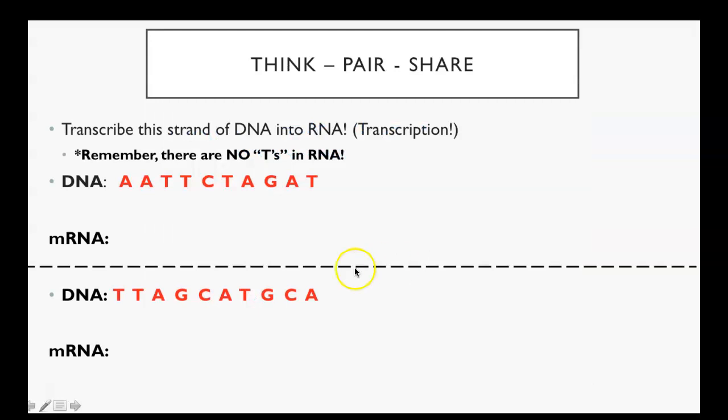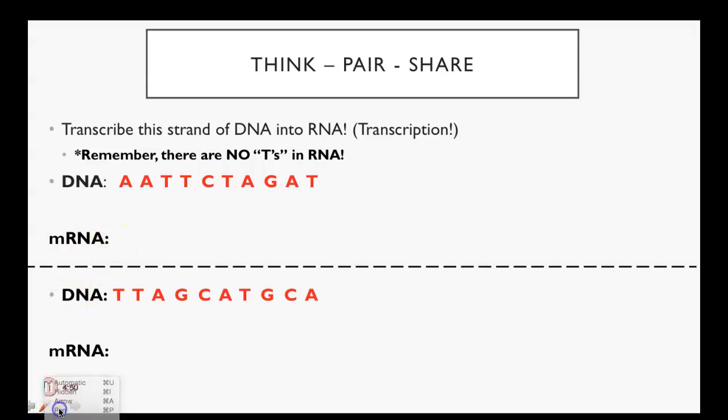Okay, so here's a think, pair, share if you want to go ahead and jot this down on a piece of paper and practice. Essentially what you need to do is you're given the DNA template strand. Think of this as a DNA sequence that codes for a specific protein, and what you need to do is add the complementary base pairs to create your mRNA sequence, and your mRNA sequence is a copy. And how do we get this?